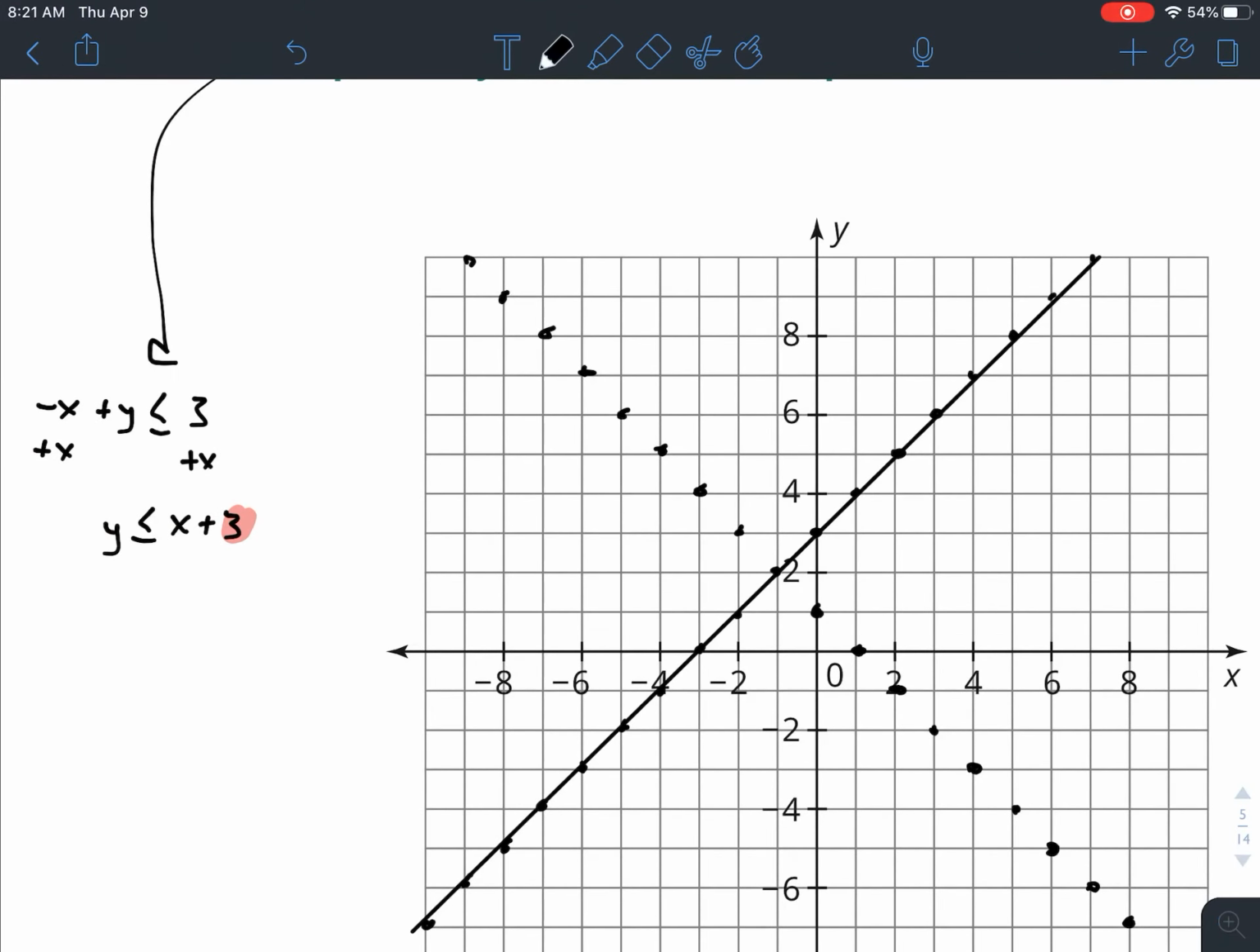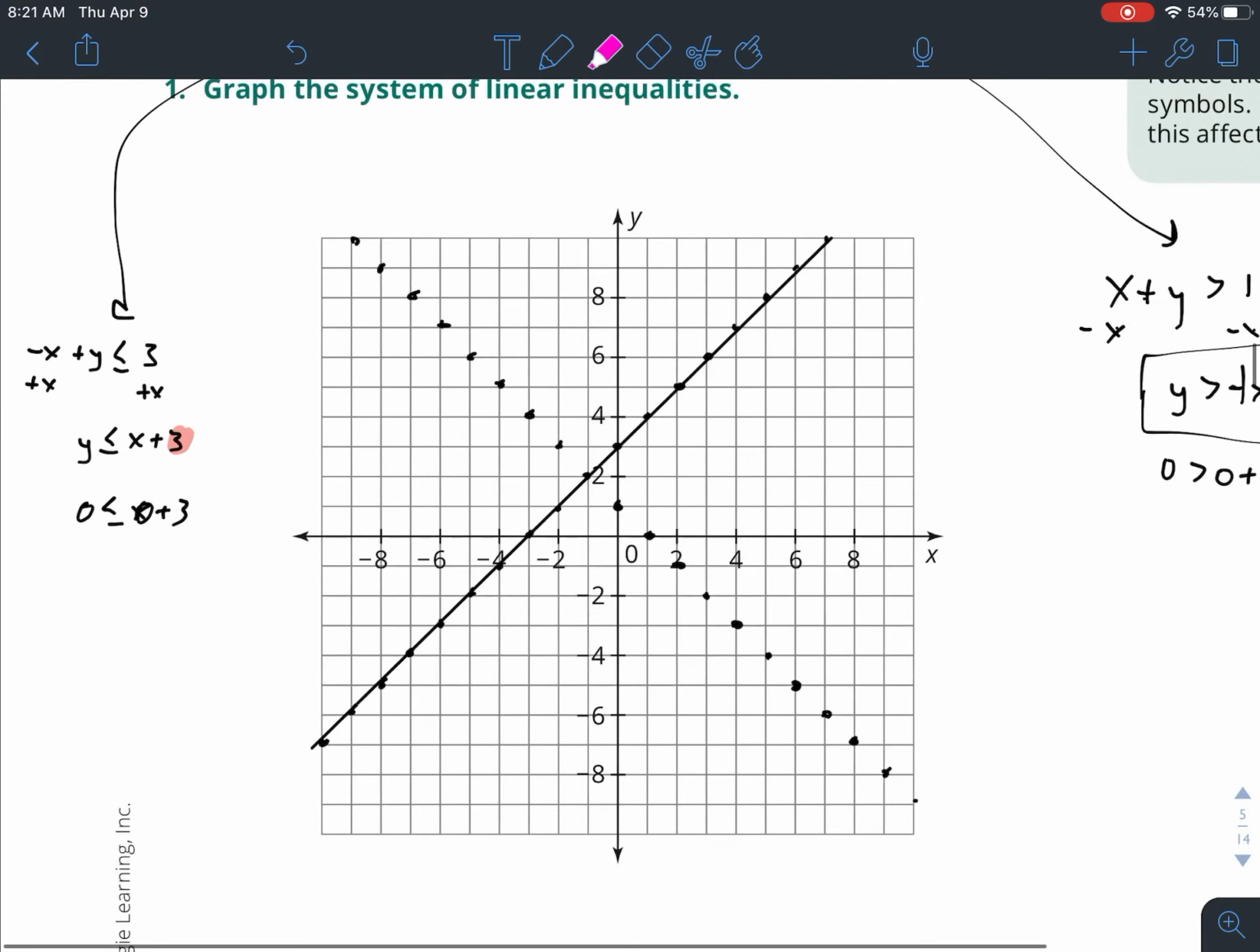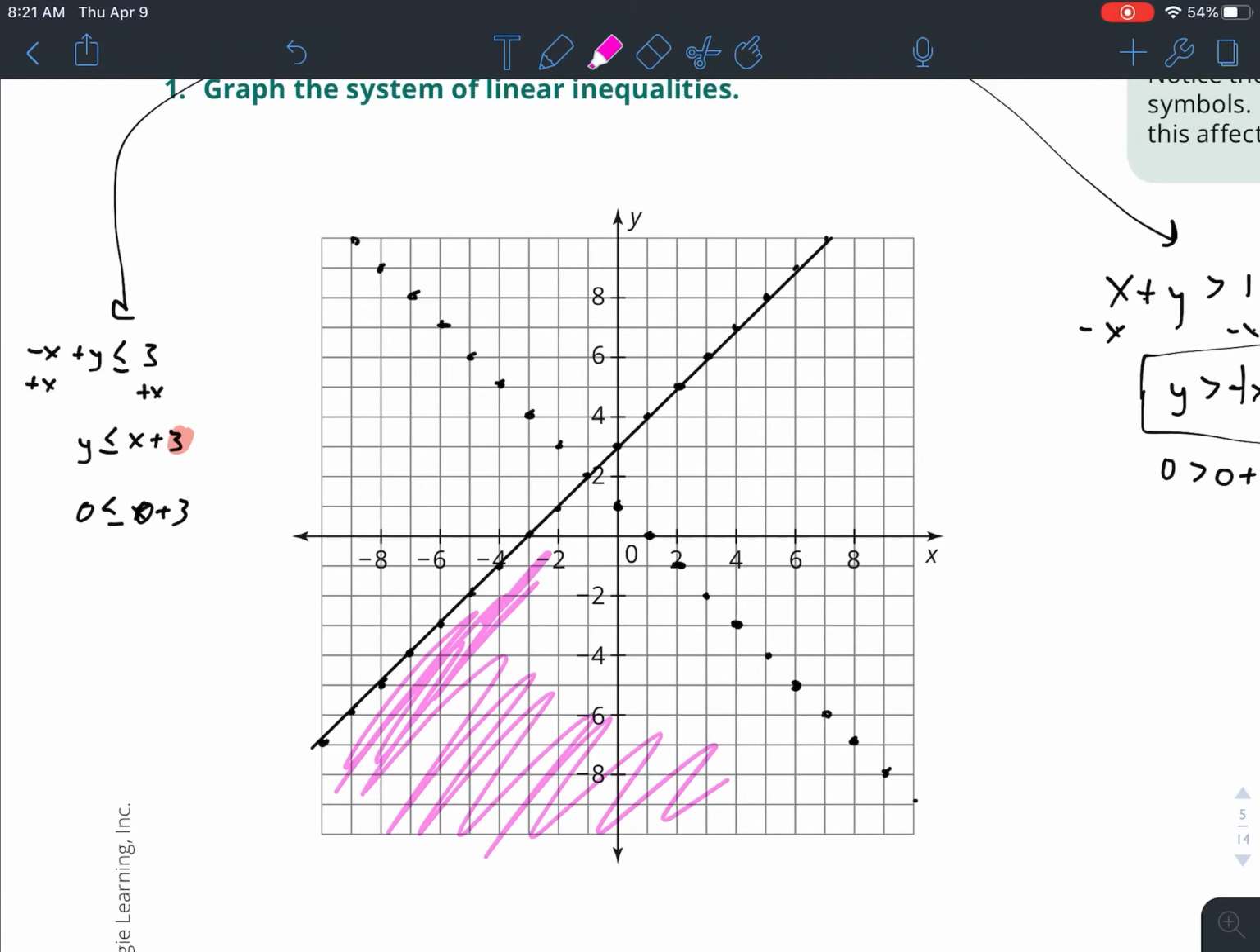We try it over here. 0 is less than or equal to 0 plus 3. That's true. So we can shade this part down here. I'm going to use 3 different colors just so you guys know. Because 0, 0 lands here, I'm going to shade this one pink.